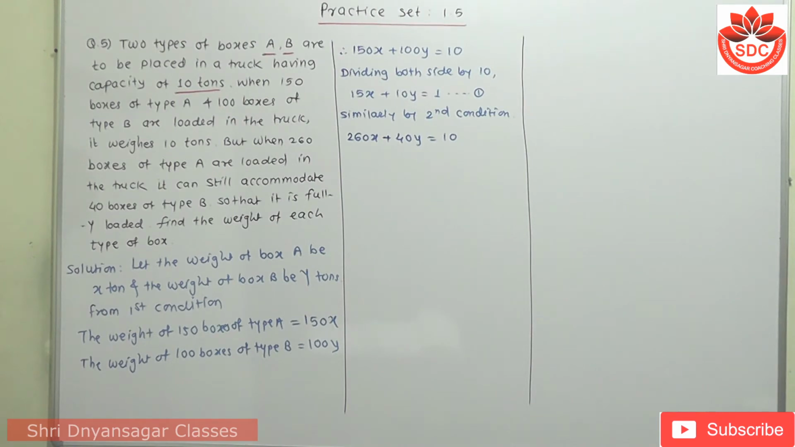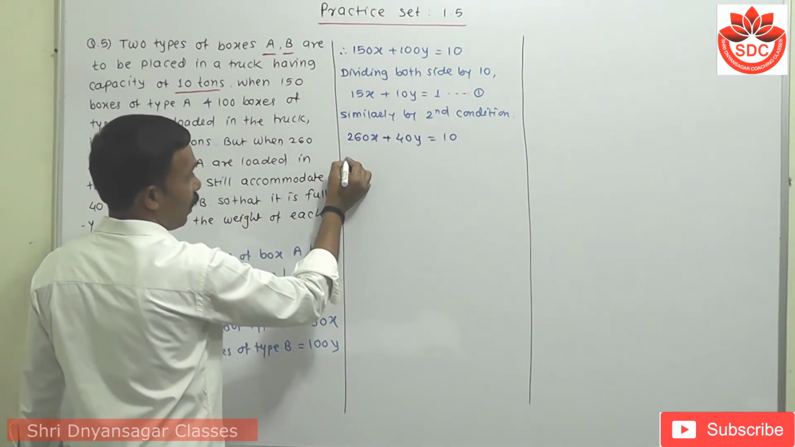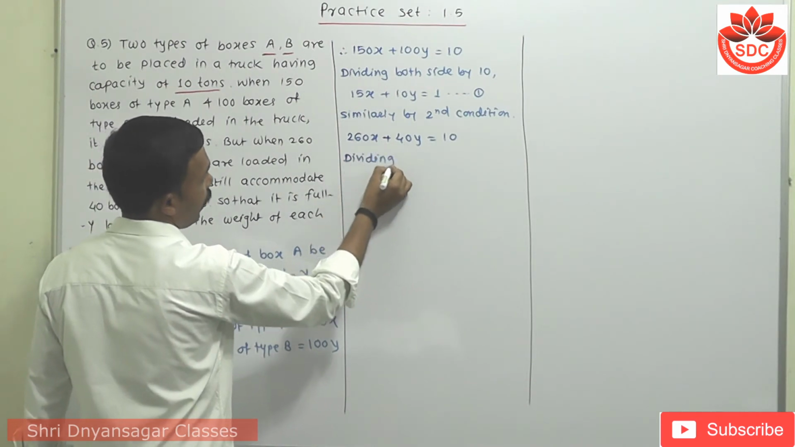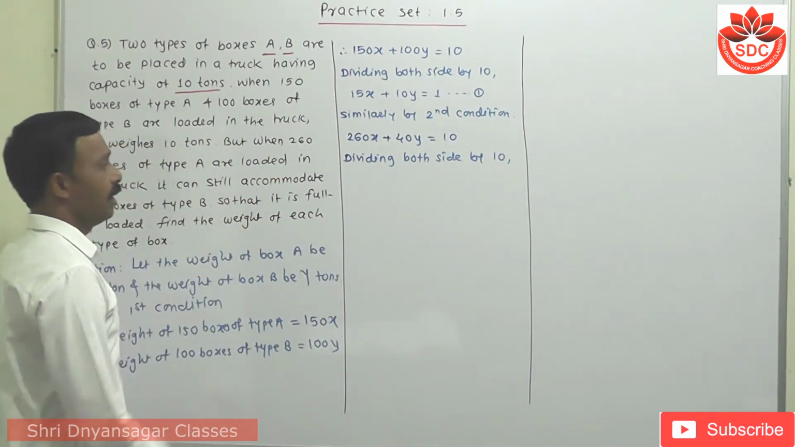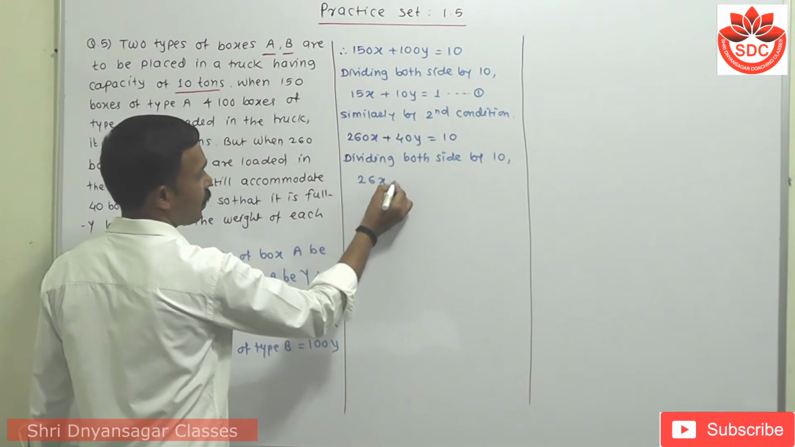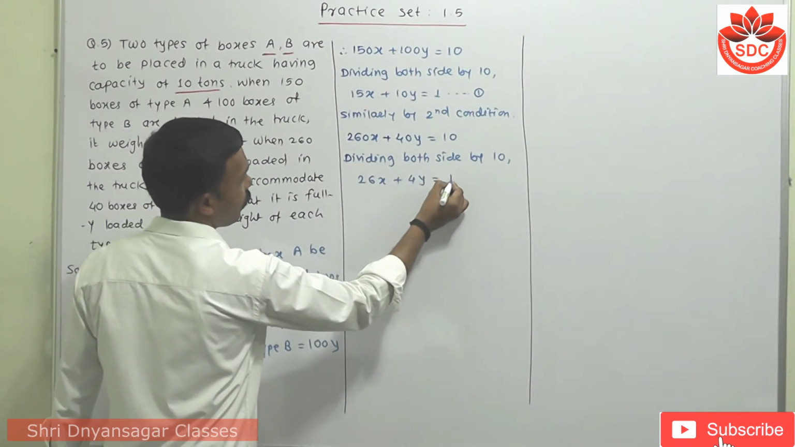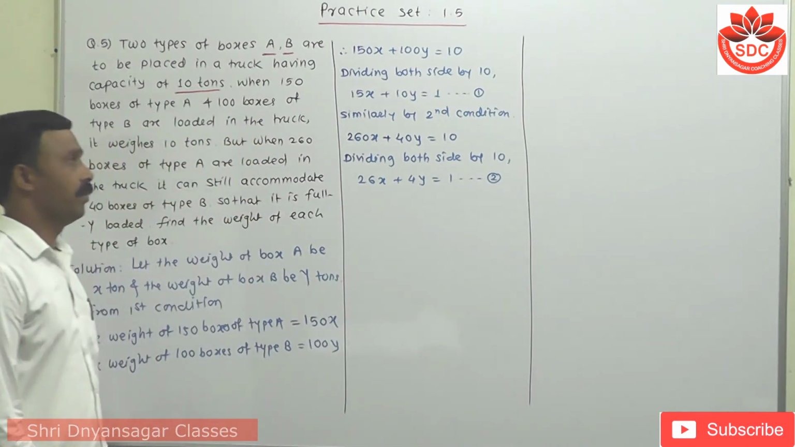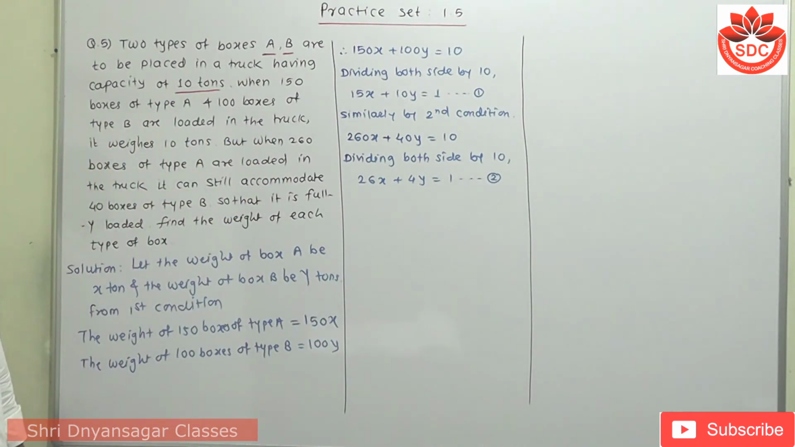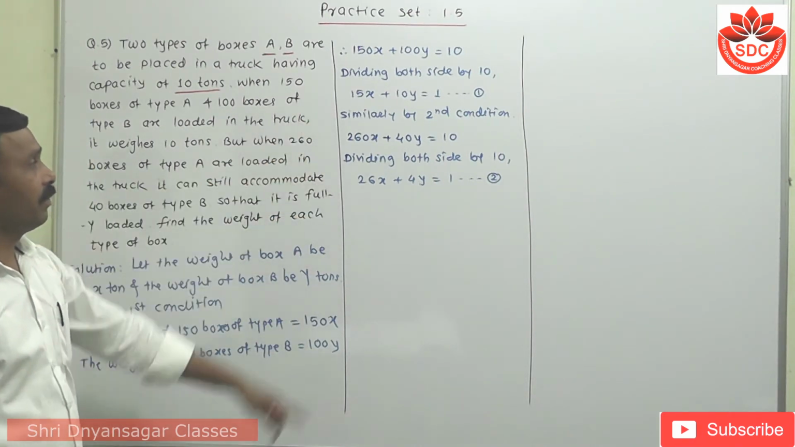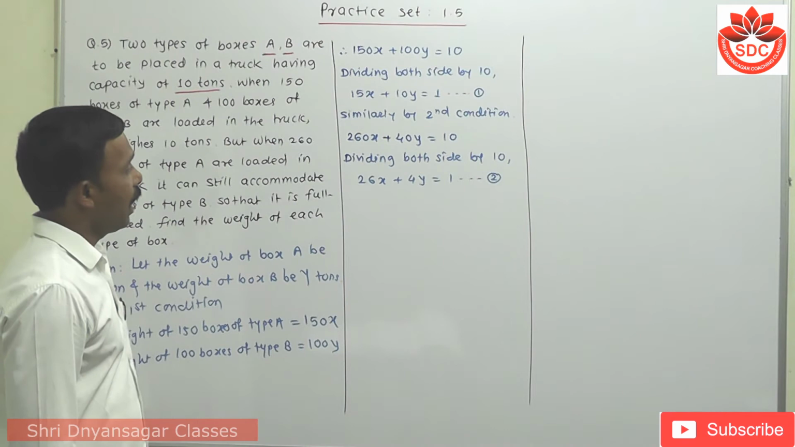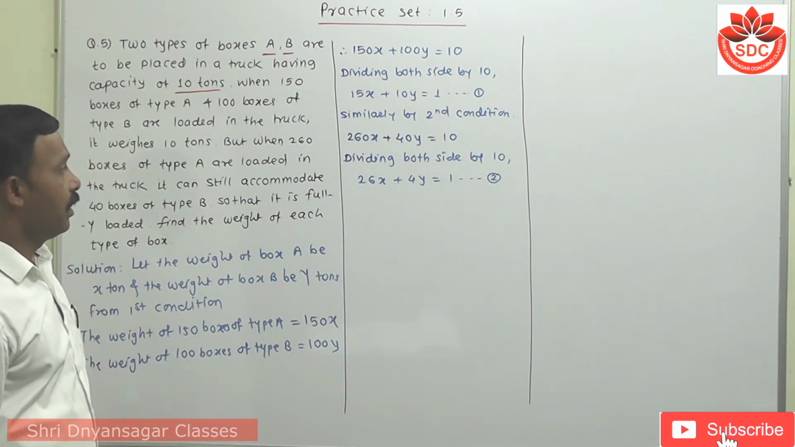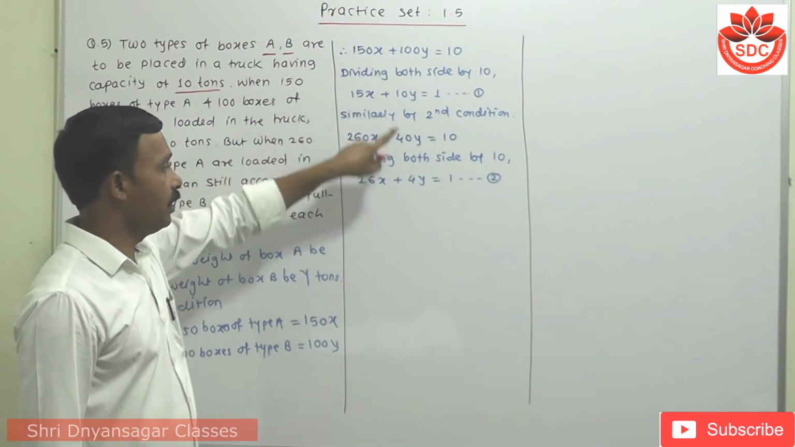Now we can again divide both sides by 10. Dividing both sides by 10, we get 26x plus 4y is equal to 1. This is equation number 2. Now observe equation first and second. We can multiply these by any number, then subtract or add these two equations. First I have to multiply this equation by 4 and this equation by 10.